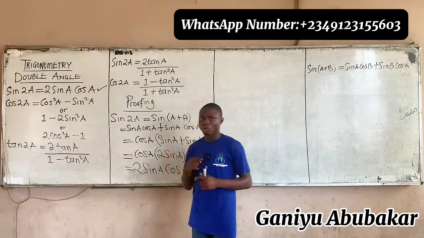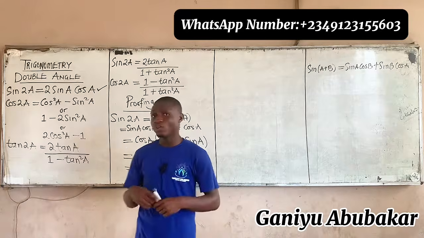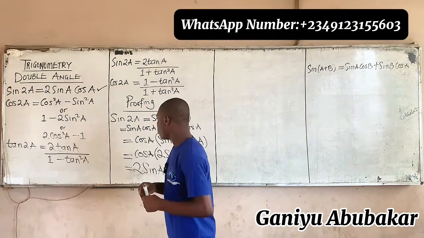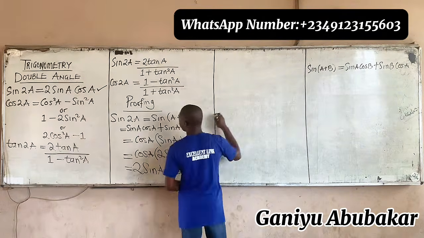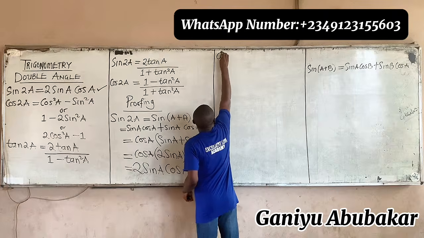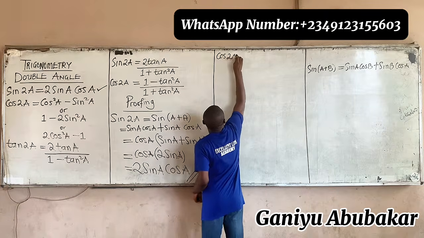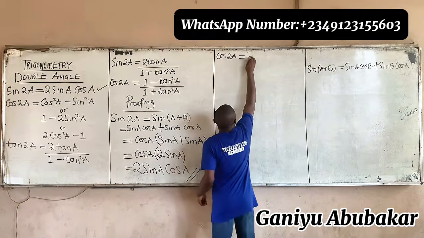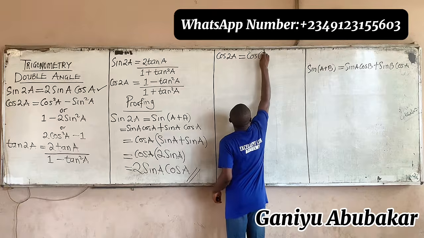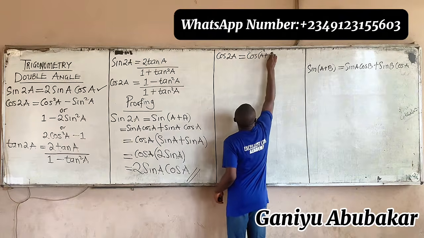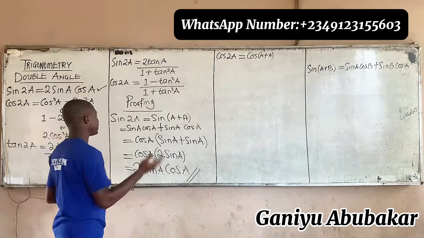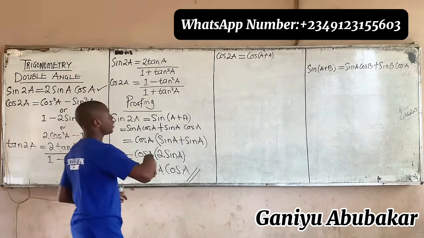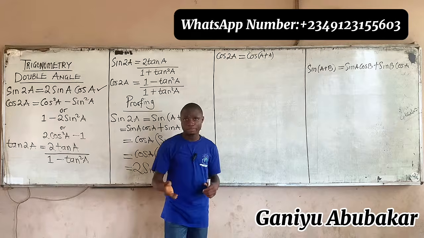Let's look at cos 2A, right? And let's see what we get. All right, for cos 2A there, let's prove for cos 2A. We said if I have cos 2A, this can be broken down as cos into A plus A. So cos 2A can be expressed as cos A plus A.